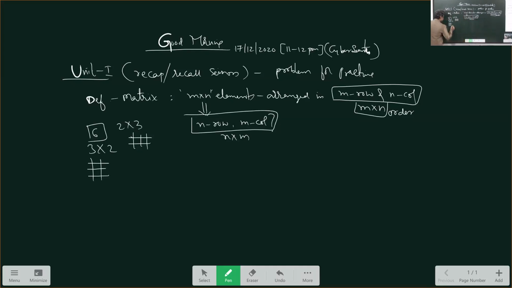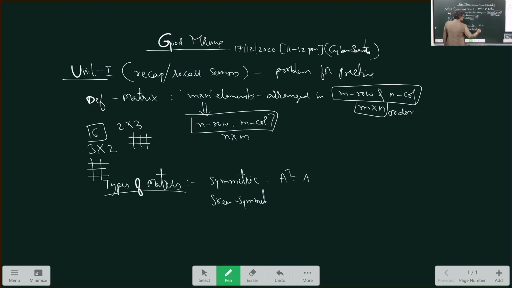Then after that we have taken the types of matrices. Under the types of matrices, we might have discussed the concept of symmetric matrix, which we call A transpose is equal to A, and skew symmetric, which we call A transpose is equal to minus A. This is only the recap. And to define this, the concept of transpose is defined.